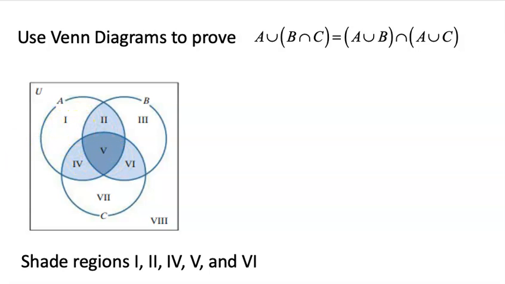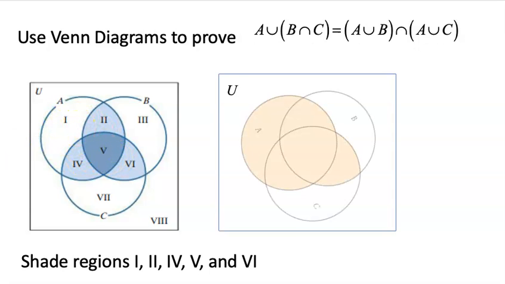Try to visualize it first. And here they are shaded. 1, 2, 4, 5, and 6. So that is our Venn diagram for A union B intersects C. Well, I want to use the Venn diagrams to prove that these two sets are equal. So next I'm going to do a Venn diagram to prove that A union B intersect A union C is the same Venn diagram. That's our hope.